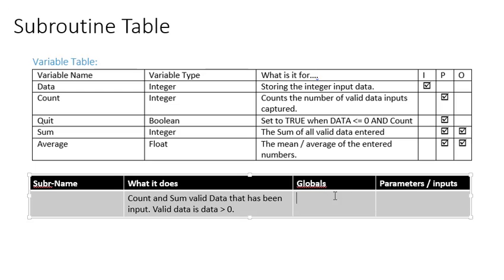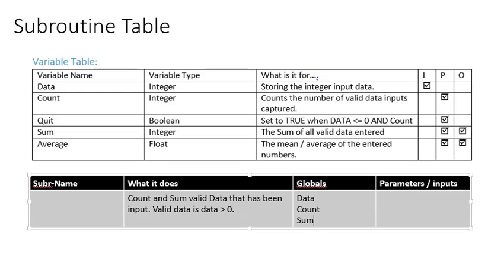Right, so let's talk about which global variables are going to be modified or changed or used by this subroutine. Very obviously, we're going to be using the value of data, but this subroutine is also going to be making changes to the count variable and the sum variable. However, if we look at it carefully, let's break it down and say, right, which variables am I going to change? The ones I'm going to change are going to be those ones.